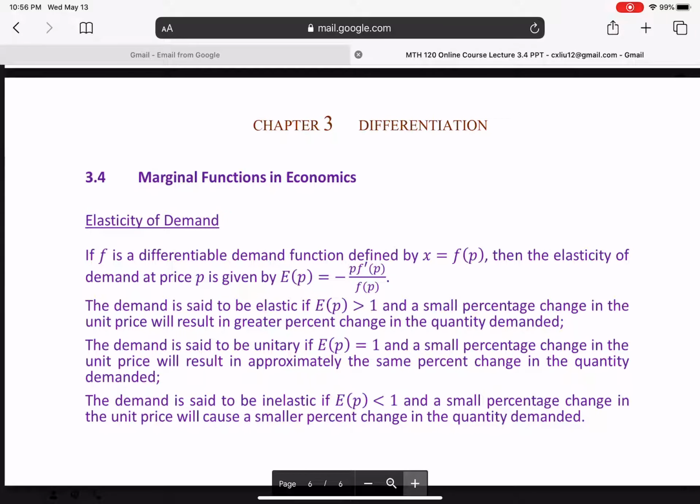And demand is said to be unitary if E of p equals 1. A small percent change in the unit price will result in approximately the same percent change in the quantity demanded. And the last case, the demand is said to be inelastic if E of p is less than 1, and a small percentage change in the unit price will cause a smaller percent change in the quantity demanded. And that is good. So you can raise the price and you don't drop too much in the sales. So this is the end of the section.